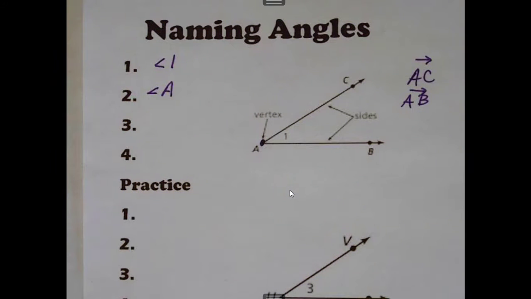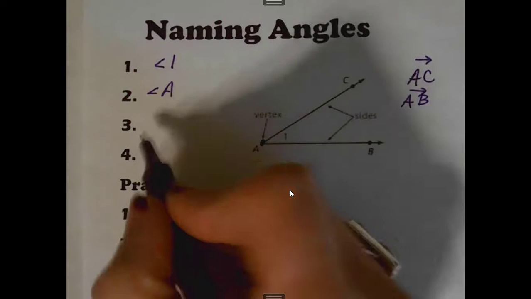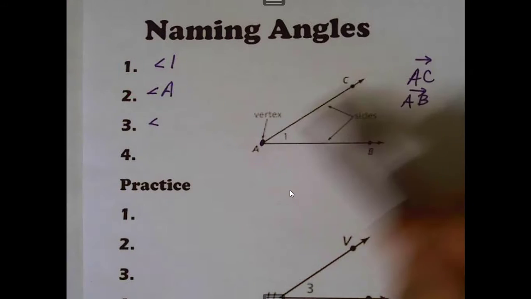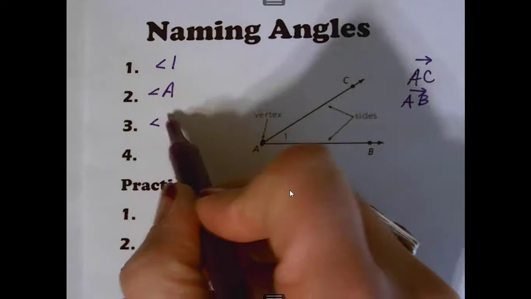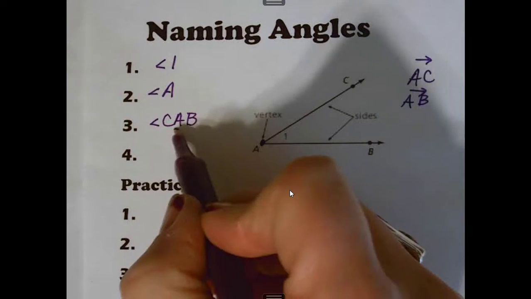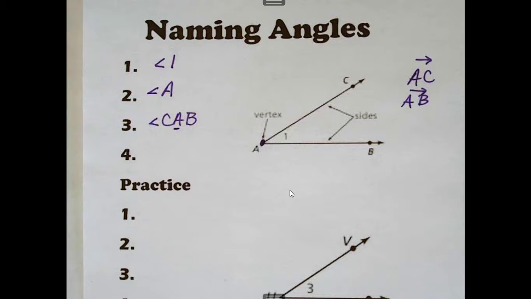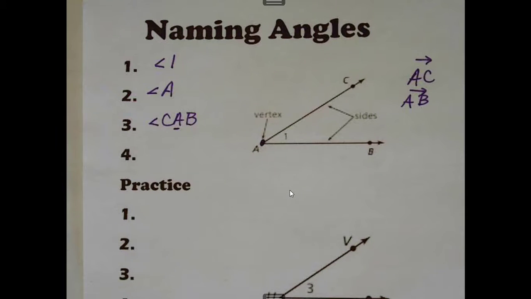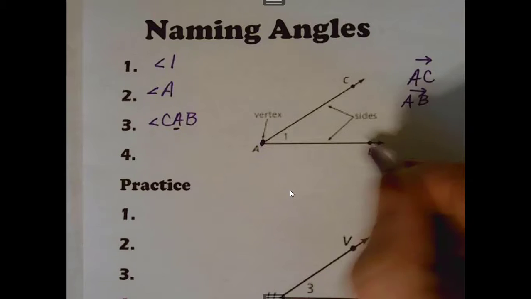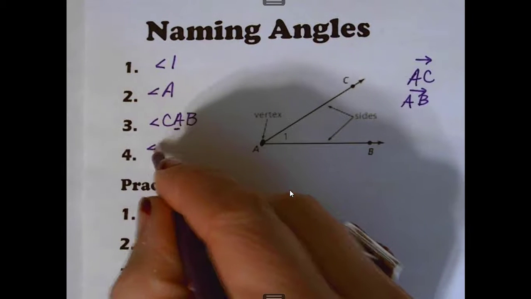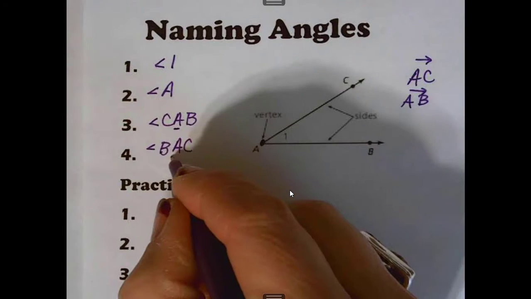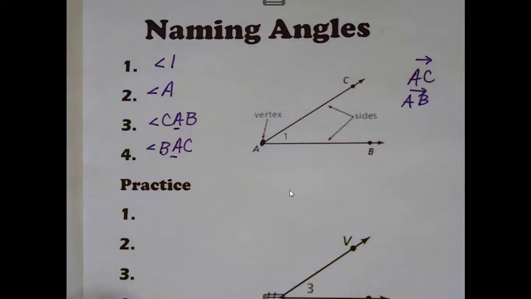Couple other ways that we can name this angle, we can use 3 letters. You can see that we have 3 letters there, but the important thing to remember is the vertex needs to be the middle letter when we name the angle. So one of the angles is going to be CAB. We can see that A is that middle letter, and then we can just reverse it. We could name this angle BAC. And the vertex A is still in the middle.